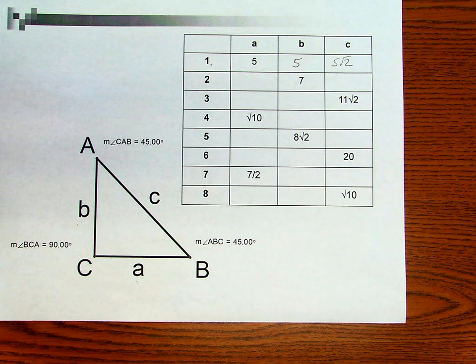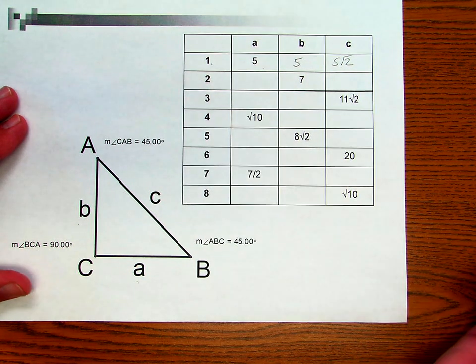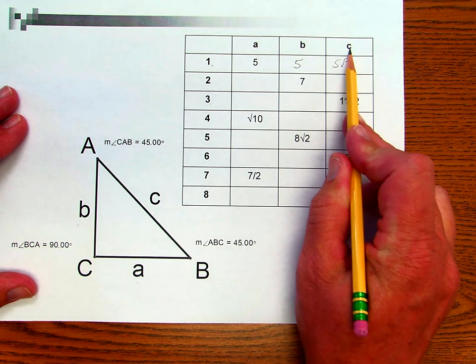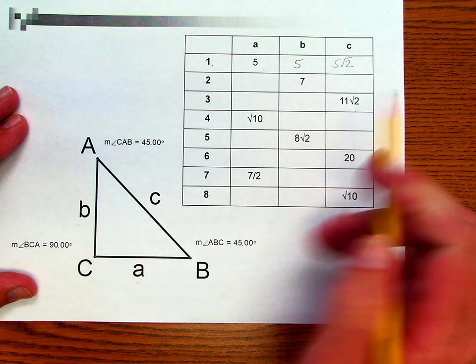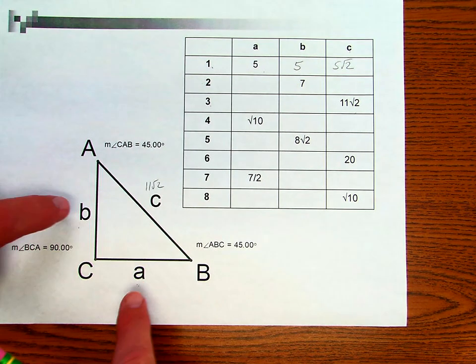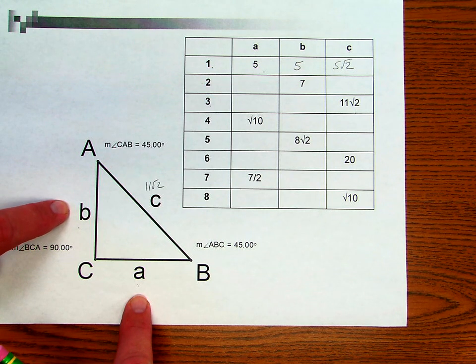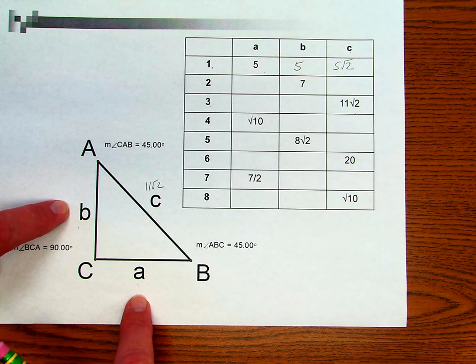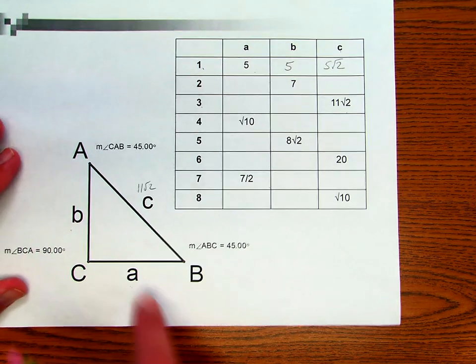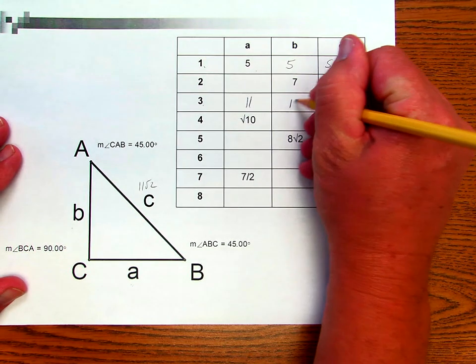Okay, number 2 is basically the same problem. I'm going to skip to number 3. Here they're telling us that C is 11 root 2. So if this is 11 root 2, to get from the hypotenuse to the 2 legs in the 45, 45, 90, you're dividing by root 2. If it's multiplying by root 2 in this direction, it's dividing by root 2 to reverse it. So those 2 guys are going to be 11.